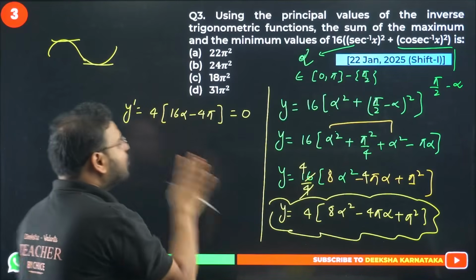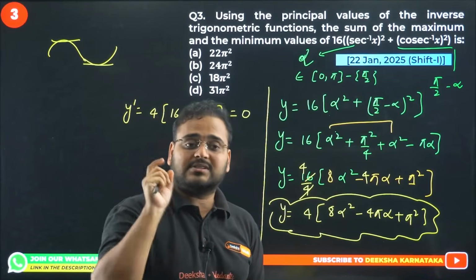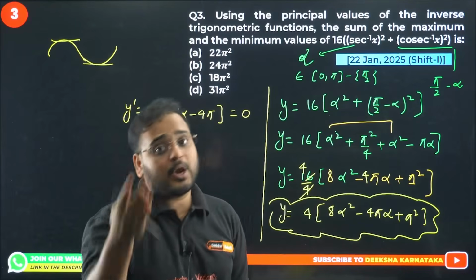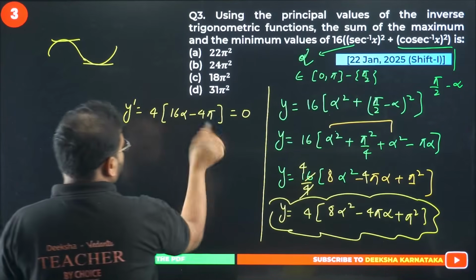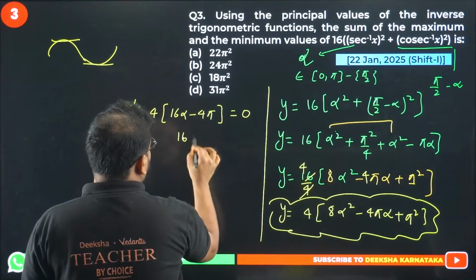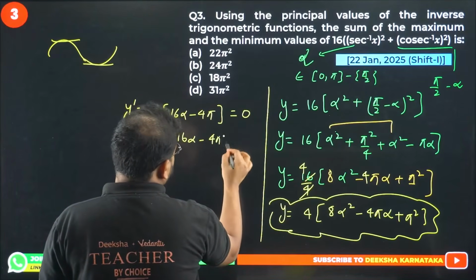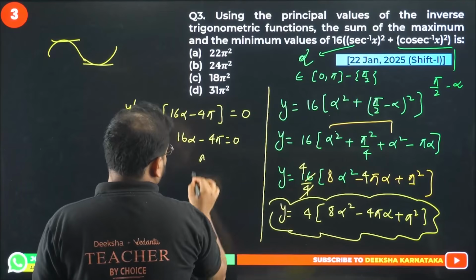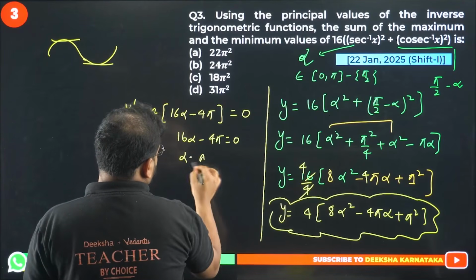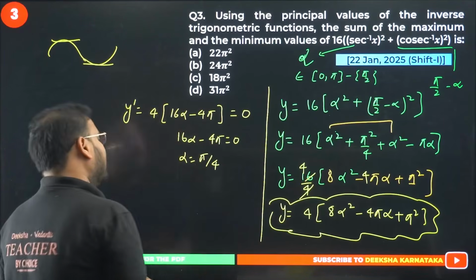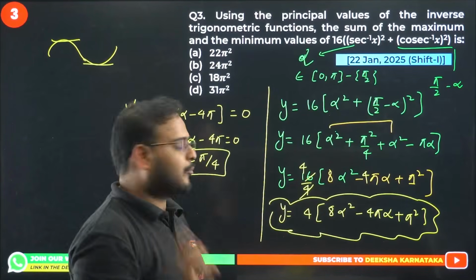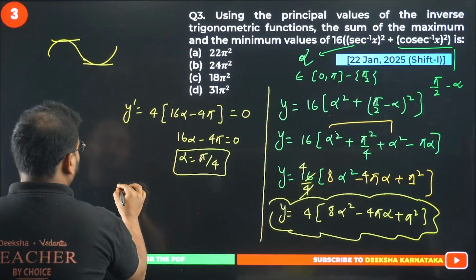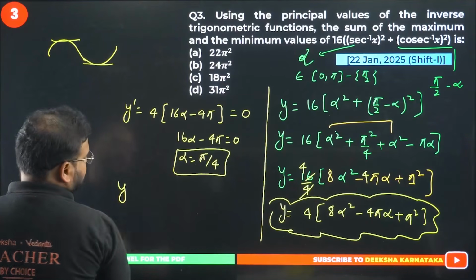We'll learn more of that. If you're somebody who's not able to understand this part, don't worry. When I teach you AOD, I'll teach you critical points and everything. So for now, let's solve it. 16 alpha minus 4 pi is 0. I get alpha value as pi by 4. We are getting only one critical point over here. So let's find the function value y at pi by 4.